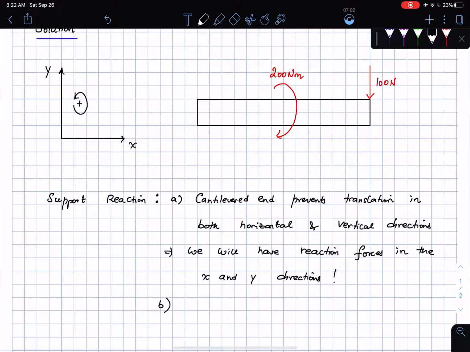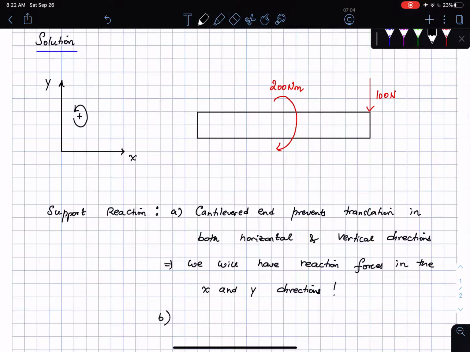The second thing is this. Look at this. Okay, so I hope this is obvious. You know, the cantilever, because it is fixed at one end of the wall, you're not going to be able to take this beam for a walk, right? You cannot move it horizontally, neither can you move it vertically, which means that you're going to have reactions in the x and the y direction.